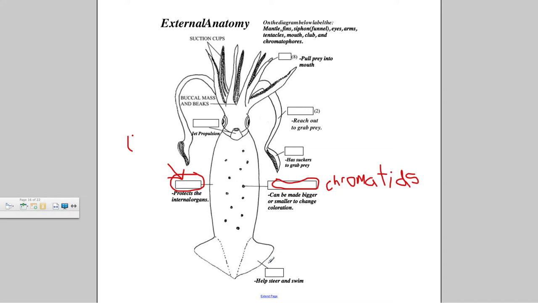Then you have these things here, which help them to swim. This is your fins.